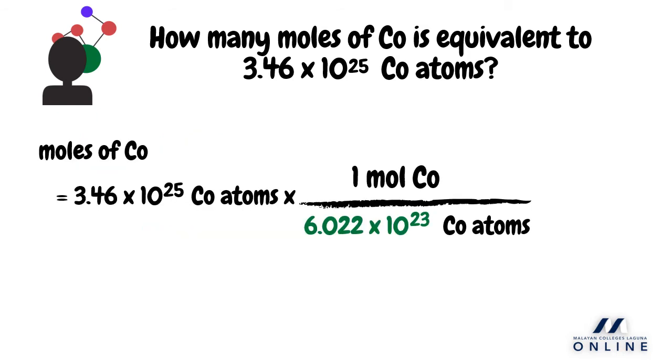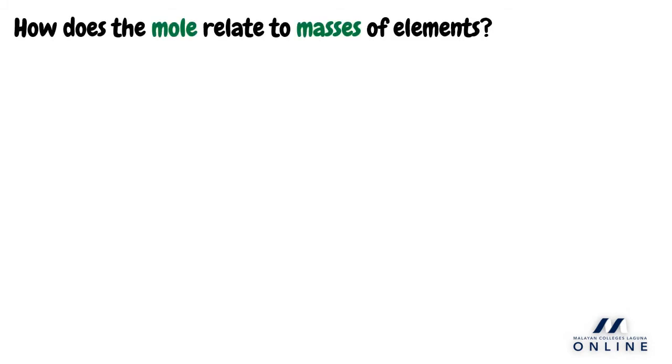Again, we just need to utilize the conversion factor to cancel out the unit cobalt atoms and get moles of cobalt. Solving the problem, we have 57.5 moles cobalt. We already know how to convert the molecules, atoms, formula units to moles. But we don't weigh moles. What we need to relate is moles to mass.